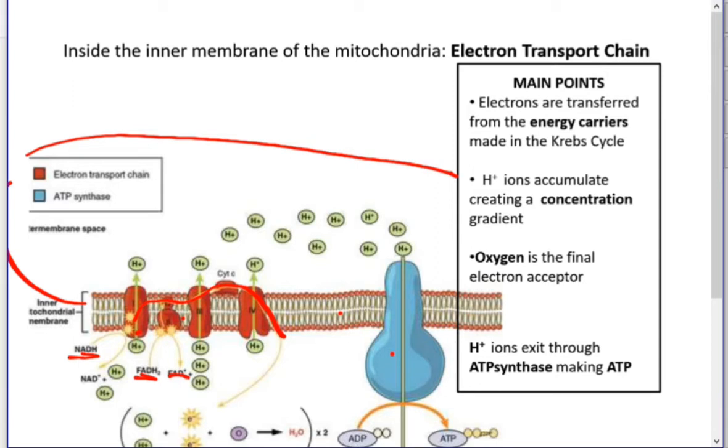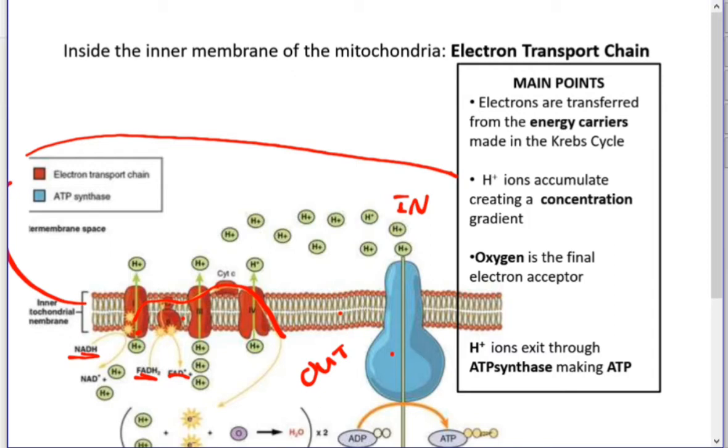What is the charge of electrons? Negative. Negative attracts positive, right? So the negative attracts hydrogen, and it pulls the hydrogen into the middle of the mitochondria, into the inner membrane space. And I'm going to build up a gradient, which means I have more hydrogen where? On the inside or on the outside? Okay, yeah, on the inside.